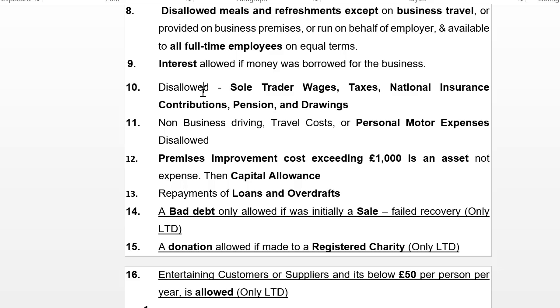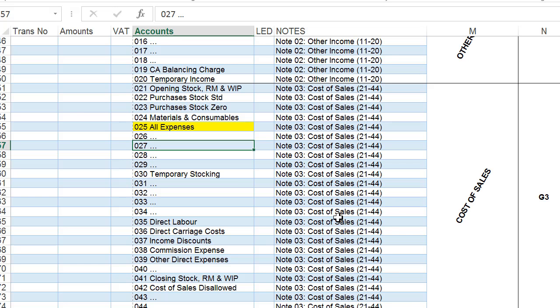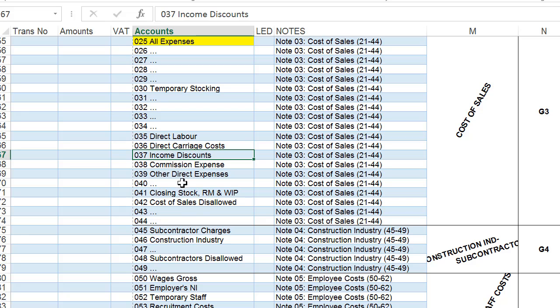To be on the safe side, disallowed expenses should not be recorded, except in the case of a sole trader. Actually, let's have a quick look at the chart of accounts. In the case of a sole trader whose turnover is above 82,000, there is room to record disallowed expenses. For example, account 42.